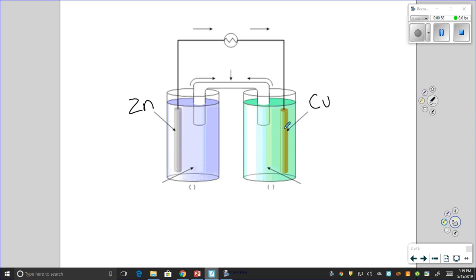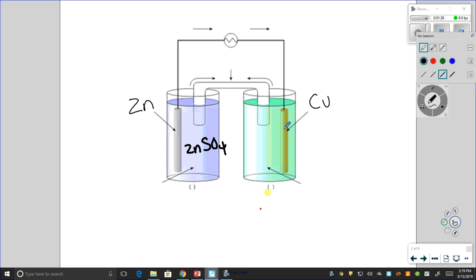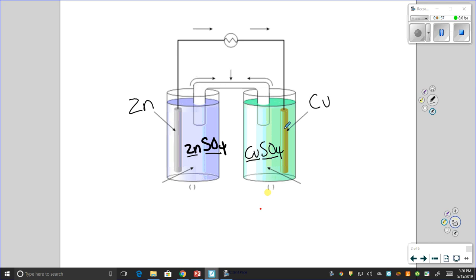They are surrounded by a solution that contains ions, one of which is the metal, the other one is usually a negative polyatomic. So on this side, on the left, our solution is zinc sulfate, and on the right, our solution is going to be copper sulfate. So both of them contain sulfate as our negative ion. Both of them contain the metal that matches the electrode in their side of the solution.